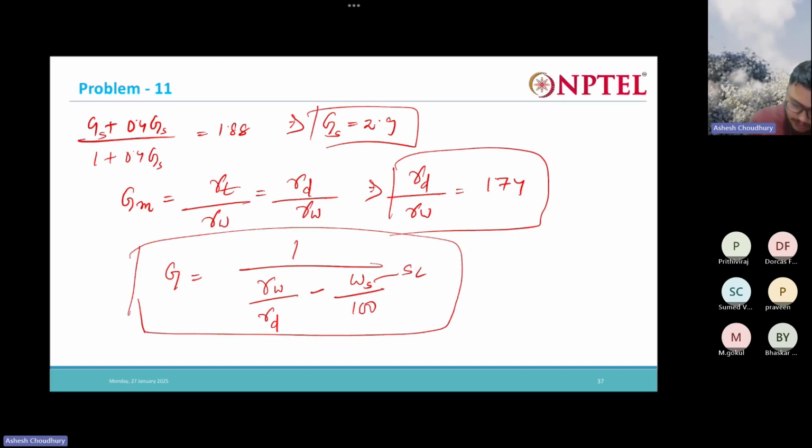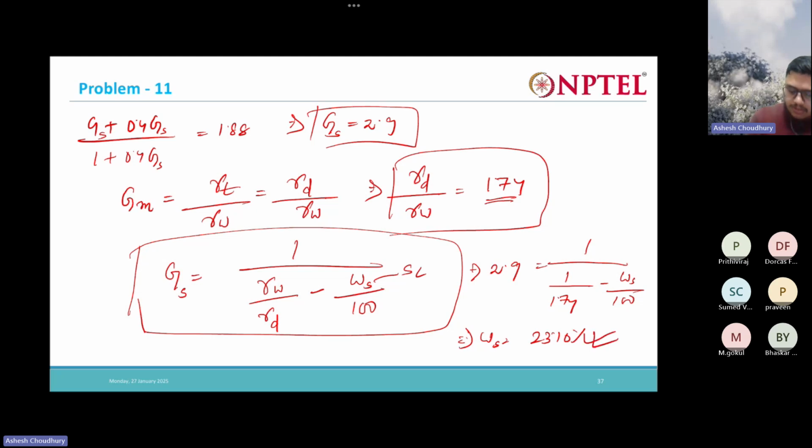From here, if I put 2.9 is equal to 1 by (1 by 1.74 minus w_s by 100), I will get the shrinkage limit as 23.10%. So this particular relation you can remember: G_s is equal to 1 by (gamma_w by gamma_d minus w_s by 100). Using that we calculated the shrinkage limit.